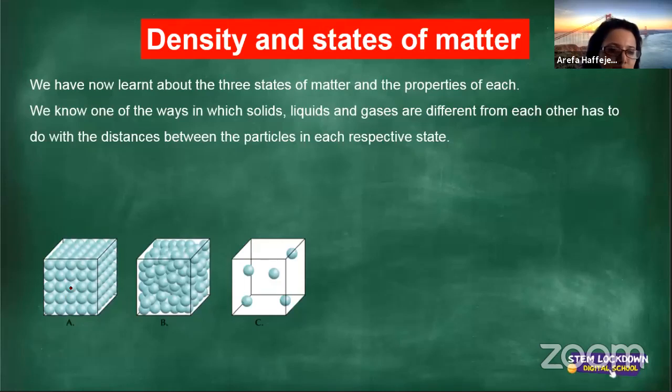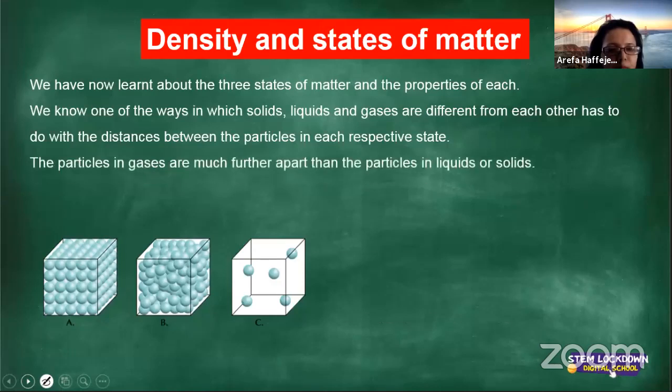We can see here that in the solid there are fewer spaces between the particles. There's a little bit more space in the liquid, and there's a lot of space in the gas. The particles in a gas are much further apart than the particles in a solid or a liquid. I'm going to say that again: the particles in a gas are much further apart than the particles in a solid and a liquid.